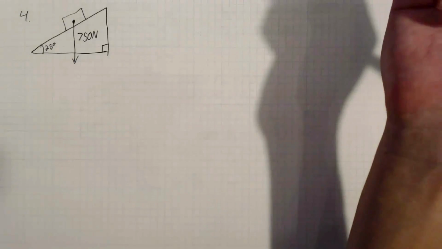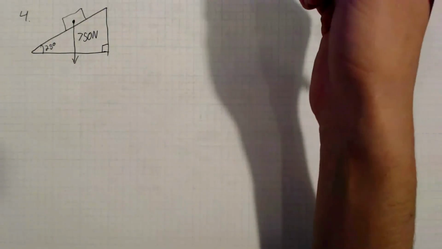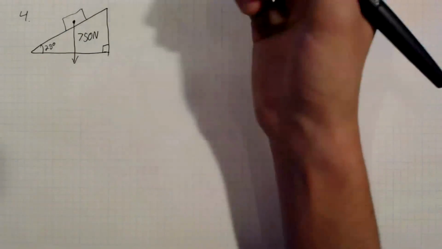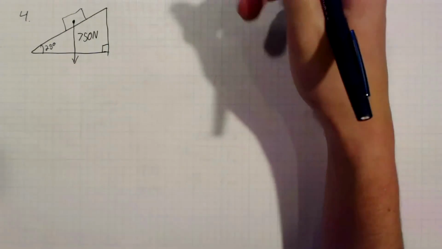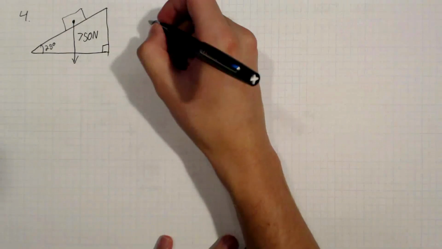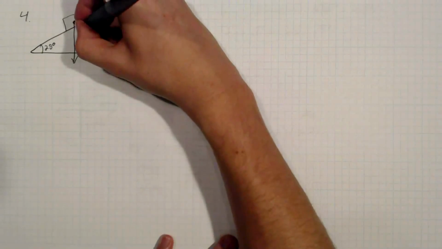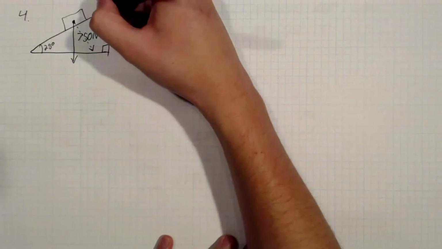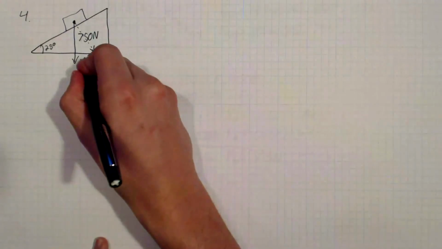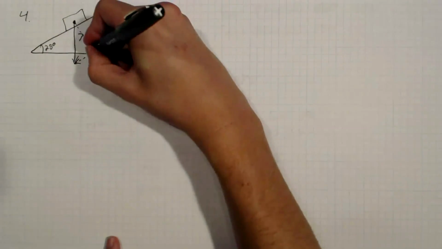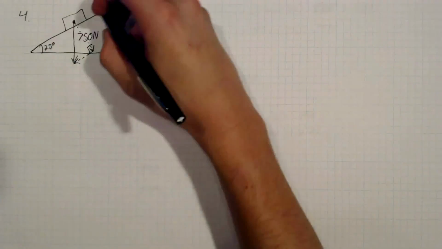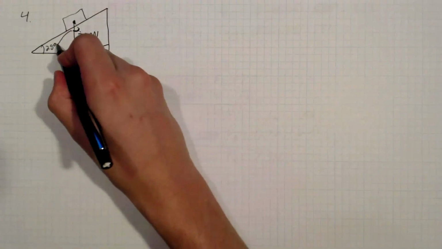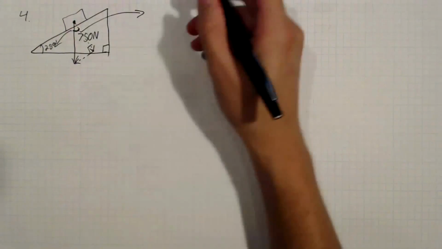When you're dealing with ramps, the first thing you want to do is split things up, split this force of gravity up in terms of perpendicular and parallel forces to the ramp. So you want to split it up into a force of gravity that's perpendicular to the ramp and a force of gravity that's parallel to the ramp. When you do this, you end up with a triangle, and this angle up here is the same as this angle over here. So I'm going to pull this out.